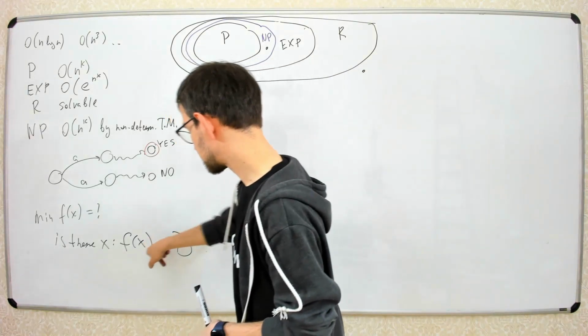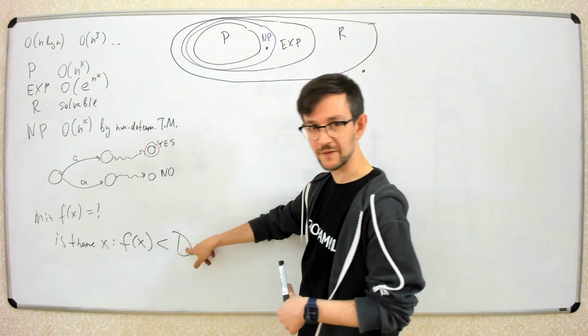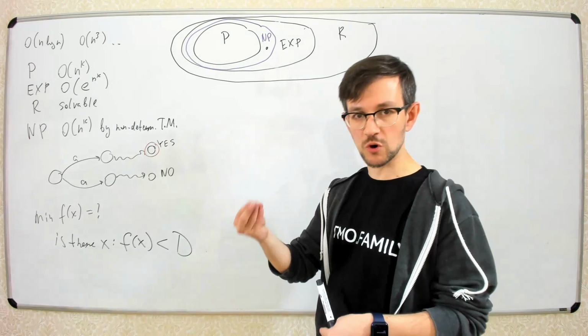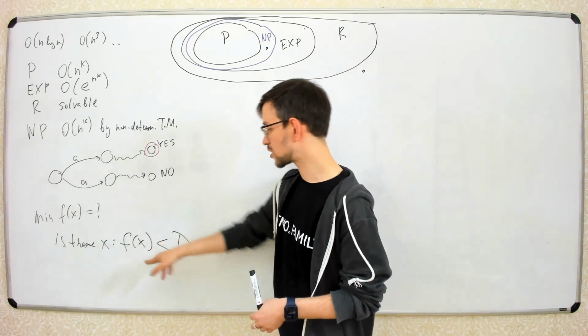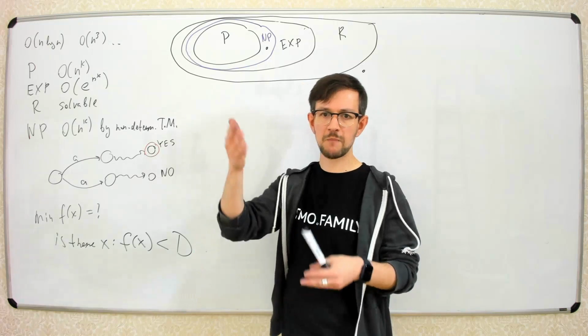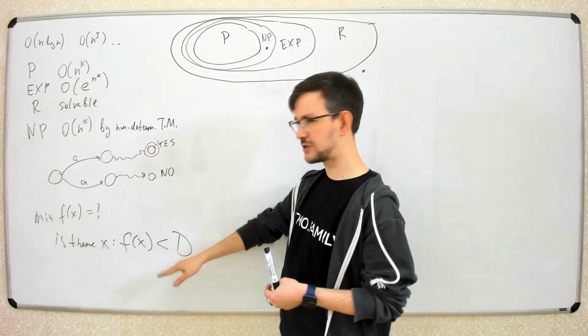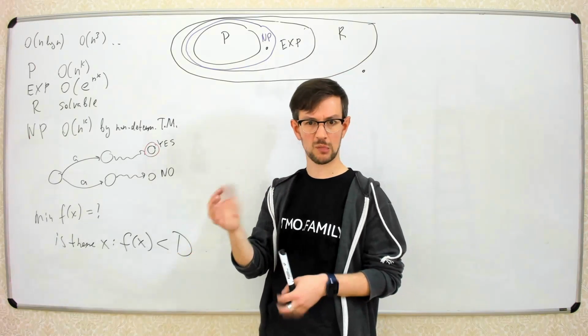So you're given this x and d, and you answer if it is possible to find the value of the function less than d. And then by making binary search over this value d, you find the minimal possible answer. Something like that.